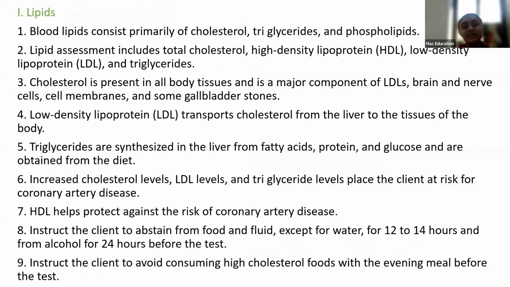Next lab test is lipids. Blood lipids consist of primarily cholesterol, triglycerides, and phospholipids. There are mainly three types of lipids: cholesterol, triglycerides, and phospholipids. Lipid assessment includes total cholesterol, high density lipoprotein, low density lipoprotein, and triglyceride.